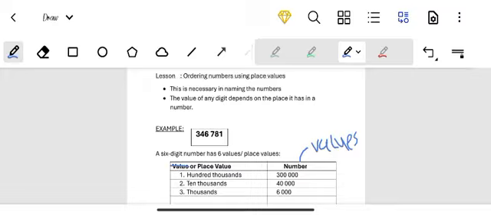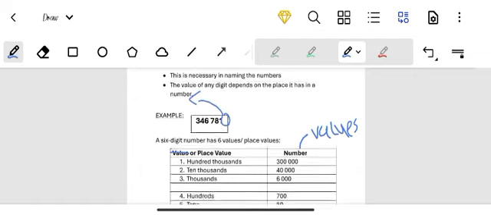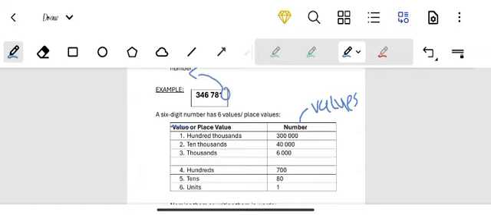346,781. So remember, when you're talking about this, you start off by the unit while you're going to the left hand side. So now we're going to start off by the unit. So what is our unit there? We can see that our unit is the 1. So we write the 1 down. What is the 10? It is the 80. So we write the 80 down.